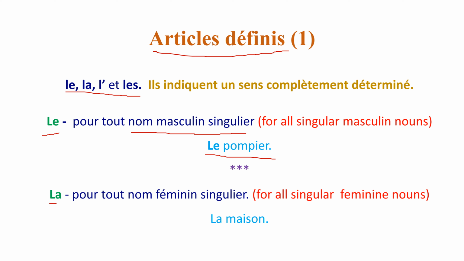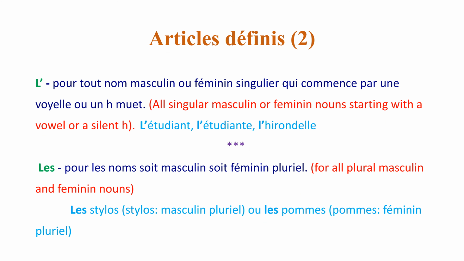La, we put it for all singular feminine nouns. La maison. You remember when we did nouns the other day, we talked about maison being a feminine noun. You look that up in your dictionary. So what we put here is la. So quickly, le is put for all singular masculine nouns. Pompier is masculine, it is singular, therefore we put le. Maison is feminine, it is singular, therefore we put la.